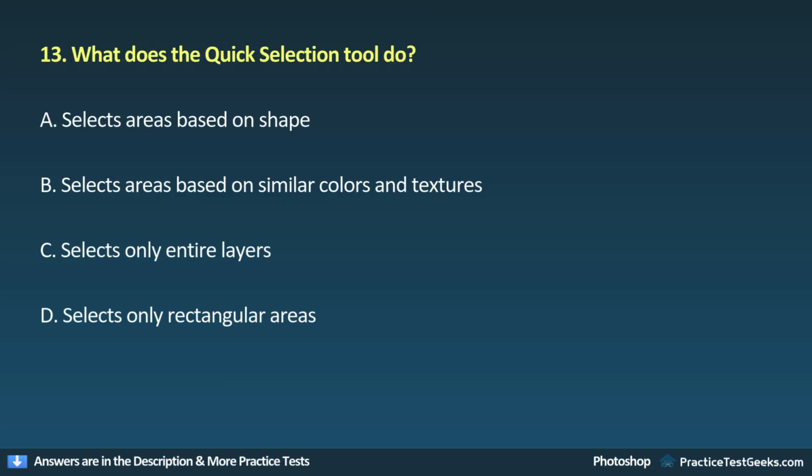13. What does the Quick Selection tool do? A. Selects areas based on shape. B. Selects areas based on similar colors and textures. C. Selects only entire layers. D. Selects only rectangular areas.